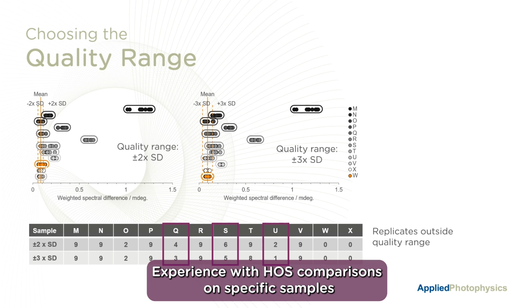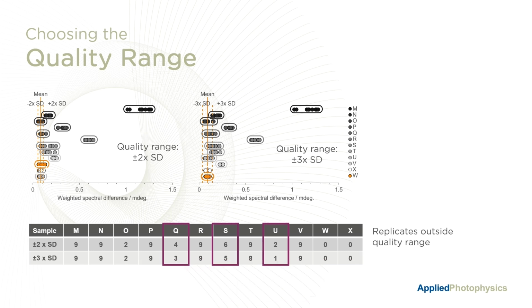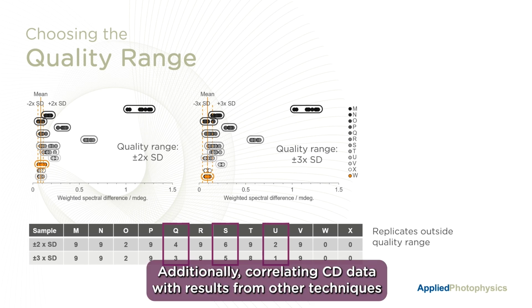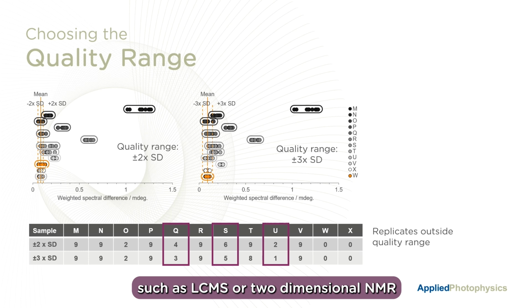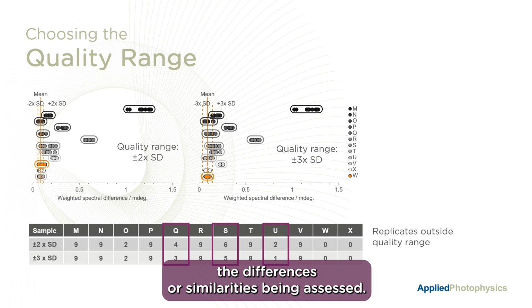Experience with HOS comparisons on specific samples over time can help empirically refine the quality range. Additionally, correlating CD data with results from other techniques, such as LCMS or two-dimensional NMR, can aid in defining an appropriate quality range that effectively reflects the differences or similarities being assessed.